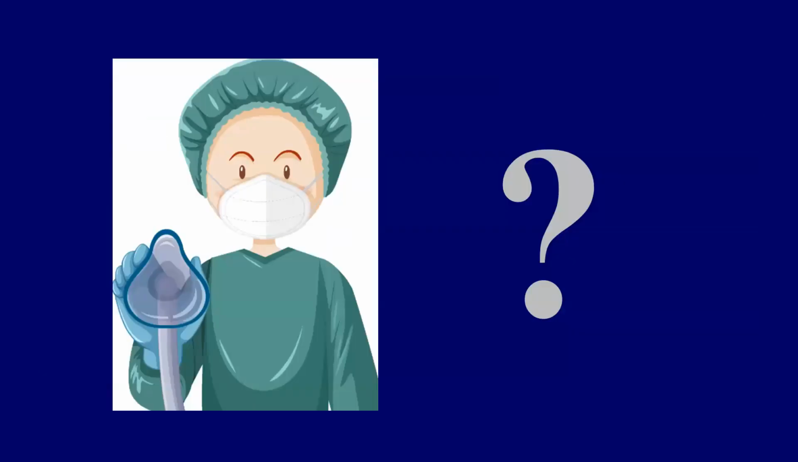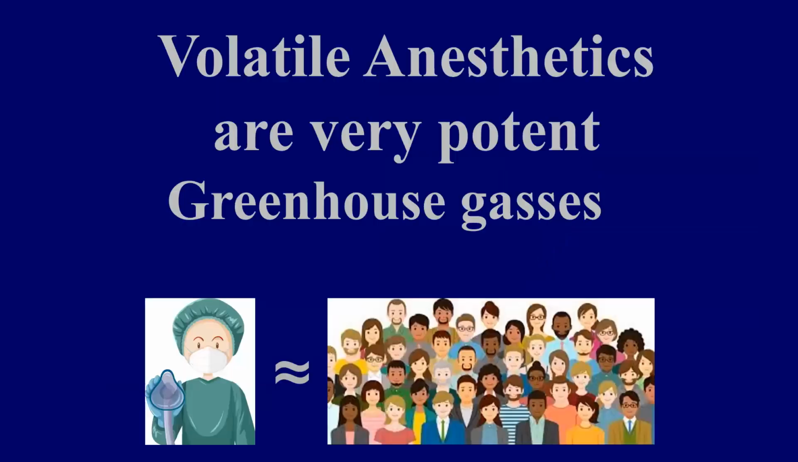But of course, this is a terrible message, but what has this to do with anesthetists? We all know a little bit, of course, but volatile anesthetics are extremely potent greenhouse gases. And depending on our habits, one anesthetist can easily emit more greenhouse gases than 100 average Americans in a year.